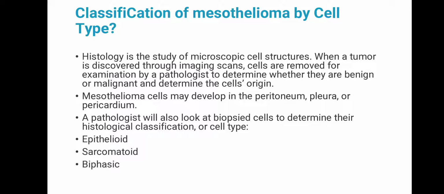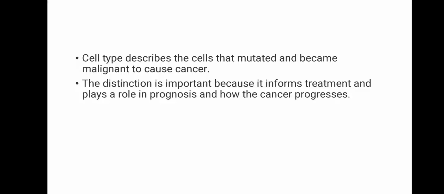Classification of the mesothelioma by the cell type. Histology is the study of the microscopic cell structure. When a tumor is discovered through imaging scans, cells are removed for examination by the pathologist to determine whether it is benign or malignant and to determine the cell origin. Mesothelioma cells originate from the peritoneum, pleura and pericardium, and biopsy shows three components: epithelial, sarcomatoid and biphasic. Cell type describes the cells that mutated and became malignant to cause the cancer. The distinction is important because it informs the treatment and plays an important role in the prognosis of the cancer.